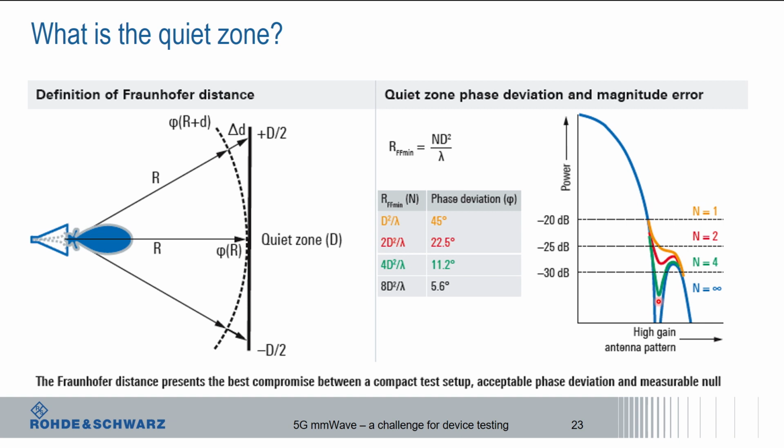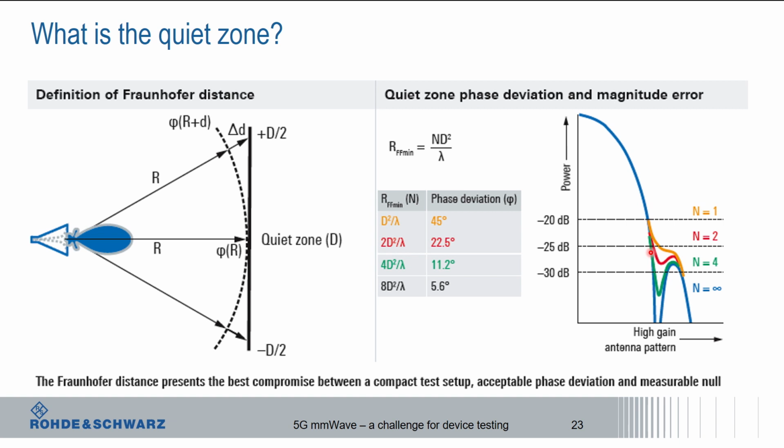And the compromise was, at the end of the day, to go to 2d squared over lambda, which is this red curve, n being 2. And that gives us a good compromise of being able to measure, of course, the main lobe, being able to measure side lobes at pretty good accuracy, and being able to identify even the nulls in this transmission pattern. And this is how this Fraunhofer distance was defined and specified.